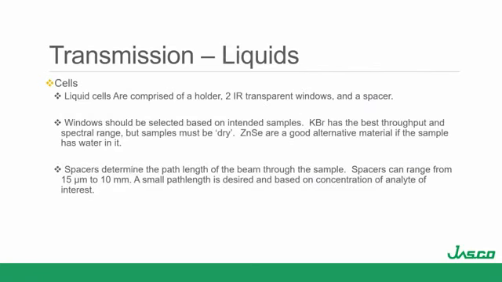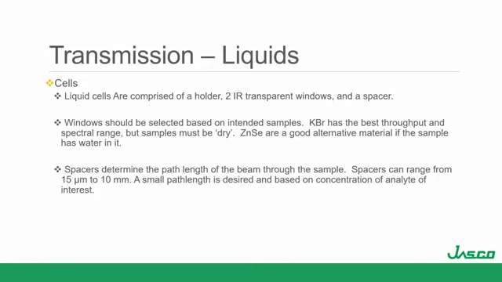So, liquids. Liquid cells are comprised of a holder, two IR transparent windows, and a spacer. The windows you use should be selected based on the intended samples, with KBr being the highest throughput. However, KBr fogs over time because it reacts with water. So the samples must be dry, and it must be stored in a desiccator.